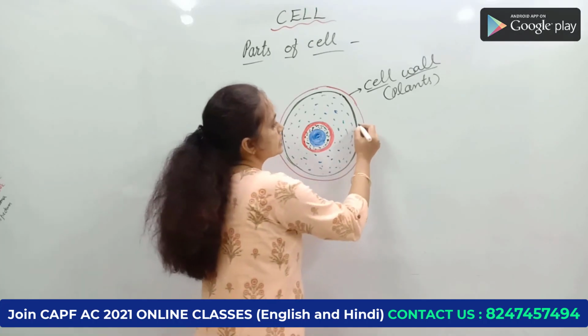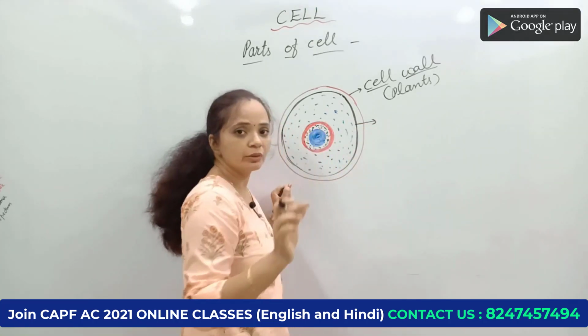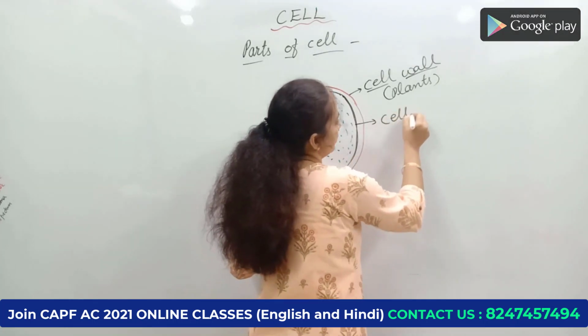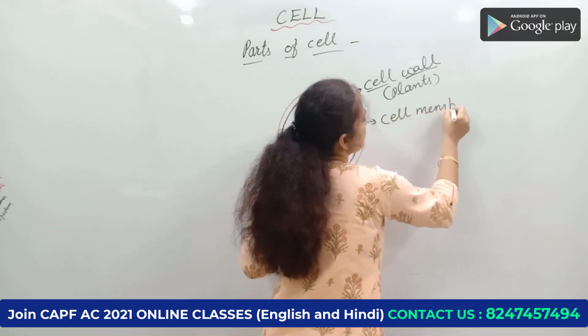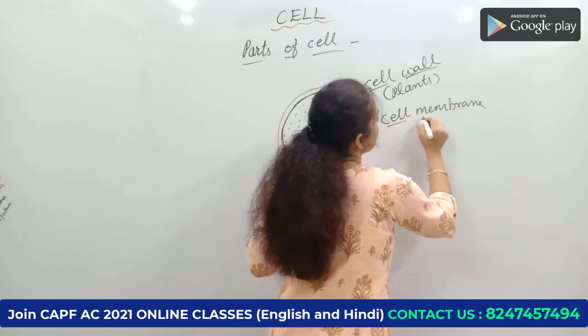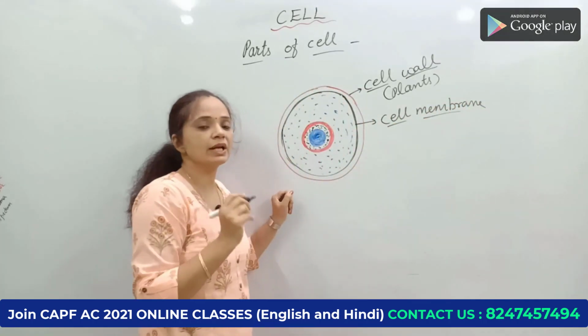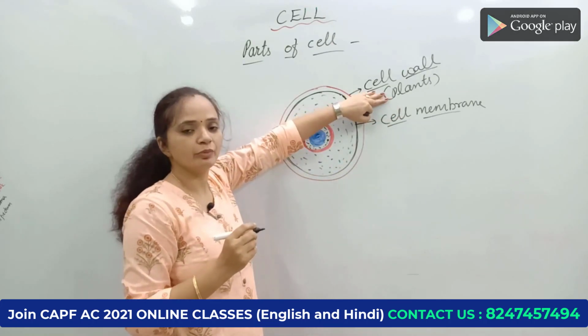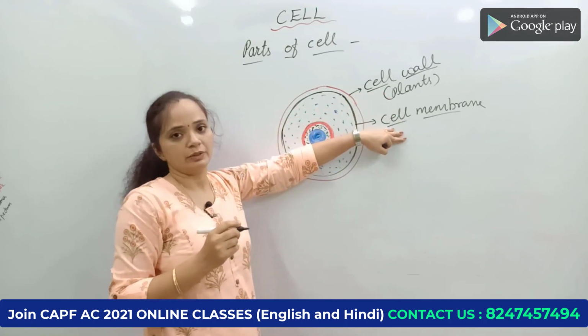And what about animals? Cell membrane. The outermost layer of the cell is called the cell membrane. Which is the outermost layer of the cell? The cell membrane. The cell membrane is present in both plants as well as animals.